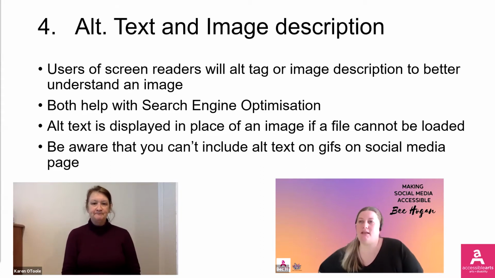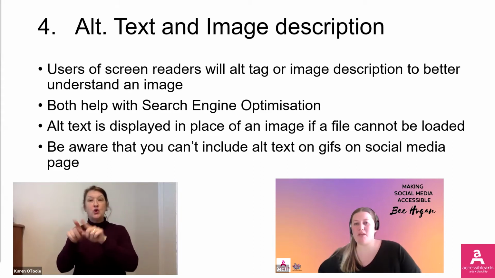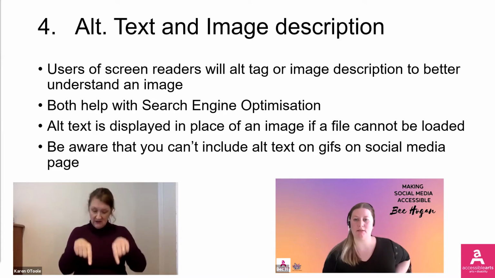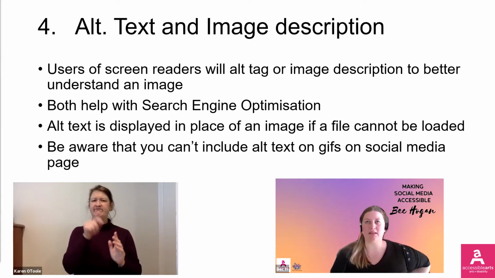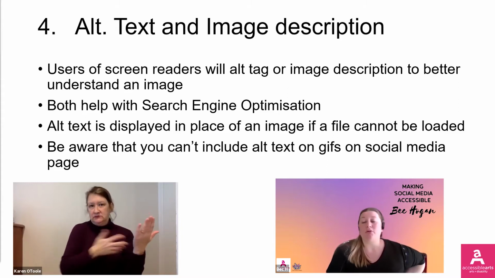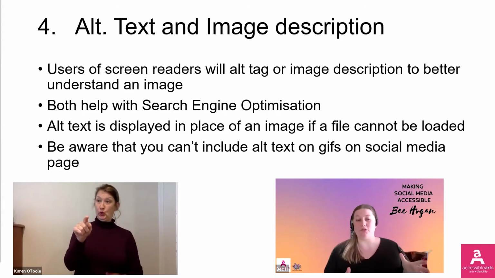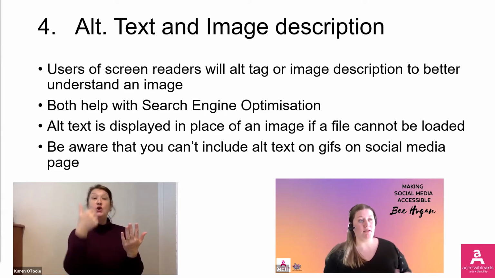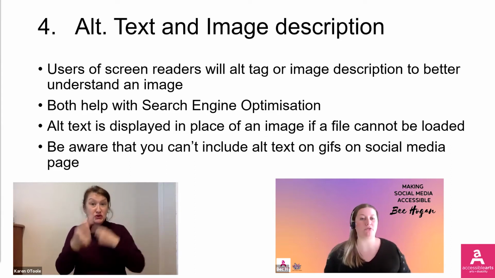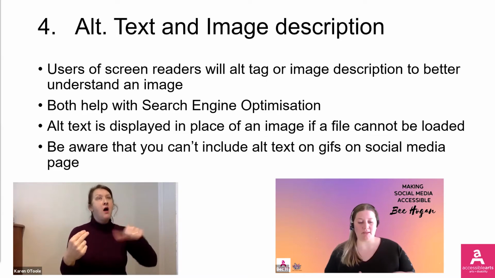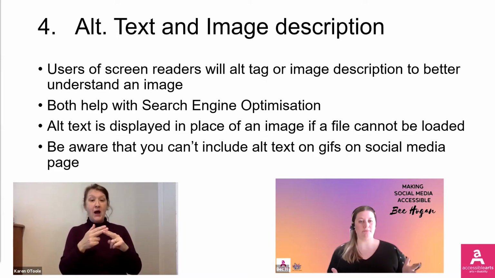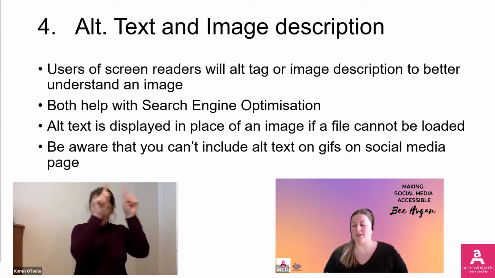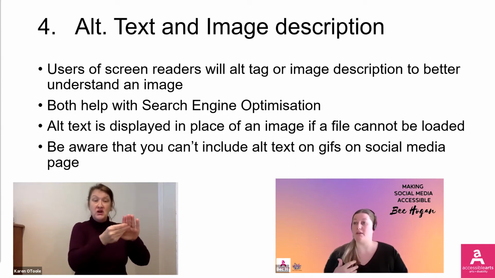So alt text and image description. I think I have the wrong number there. Sorry. So alt text is basically alternate text. It's what you put in the place of an image. People who use screen readers use alt tags and image descriptions to get a better idea of the image that is on the screen. They also help with search engine optimization because they're extra keywords that you can add to your posts. And alt text is what is displayed if an image is not working. If it's broken or the image has been deleted, then the alt text will appear in its place.